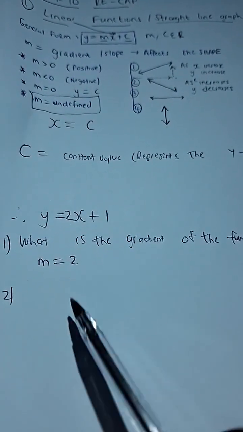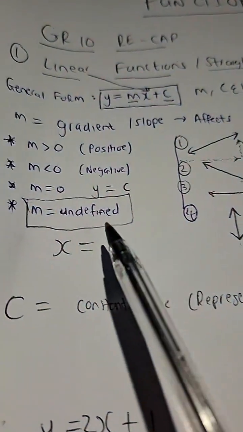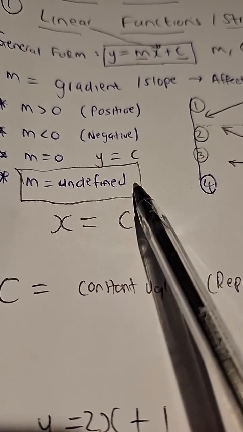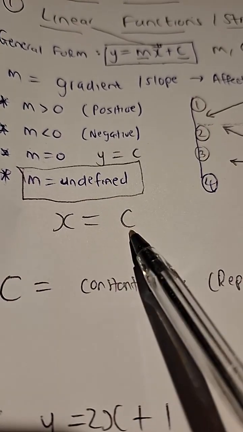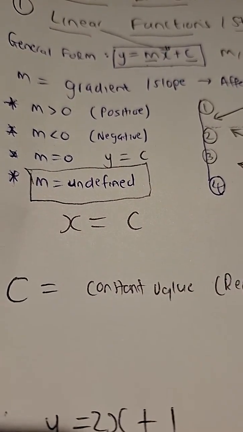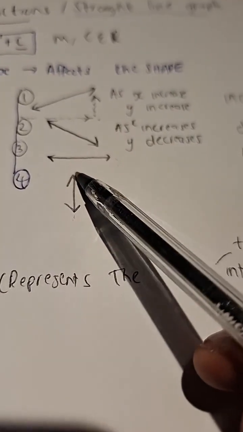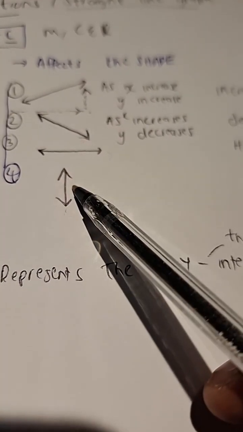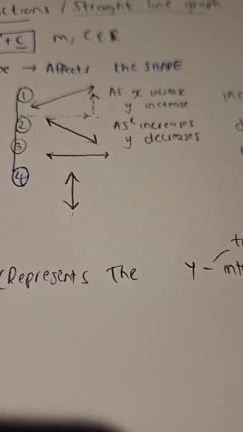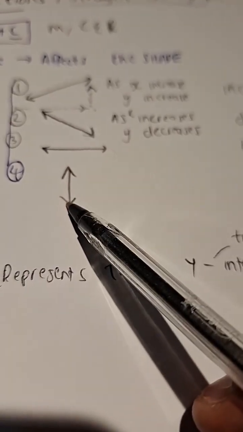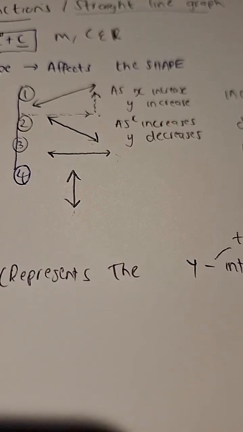On what condition can we say that x is equal to c? On the condition that the gradient is undefined. That is the condition where we say x is equal to c. If the gradient is undefined, we say x is equal to c. Secondly, if we have a vertical straight line function, then obviously that vertical straight line function will have the equation x is equal to whatever the constant value is where this straight line cuts the x-axis. It will be equal to that value of x. We'll look at some examples.